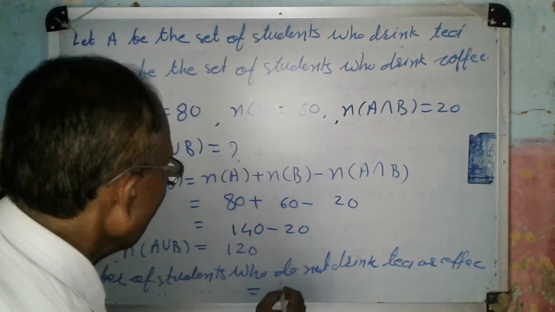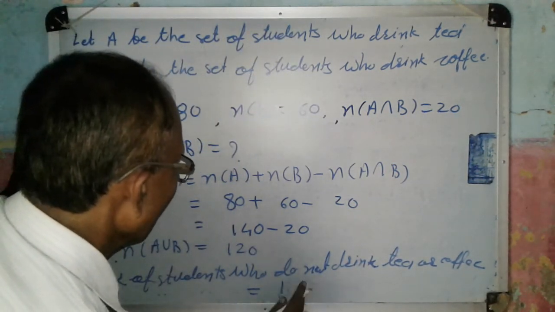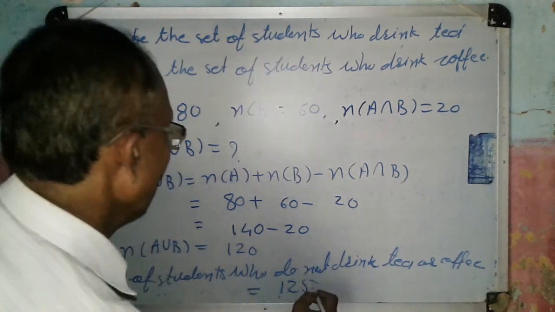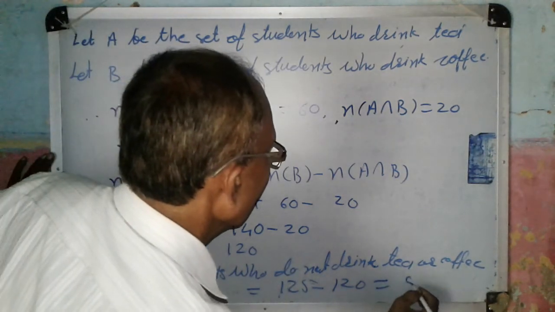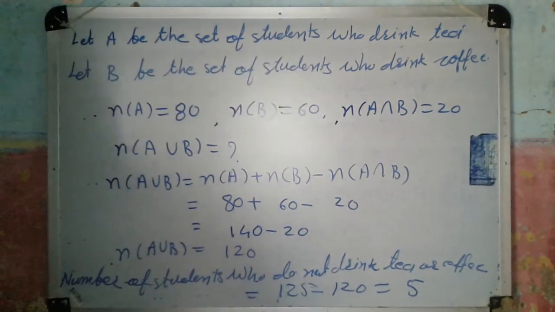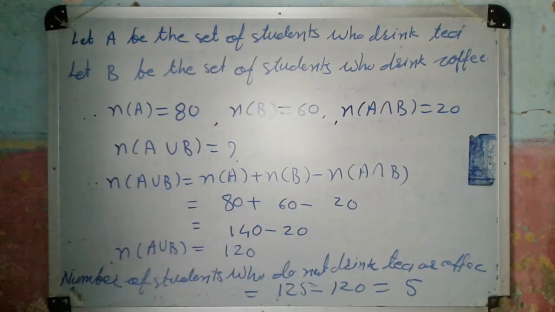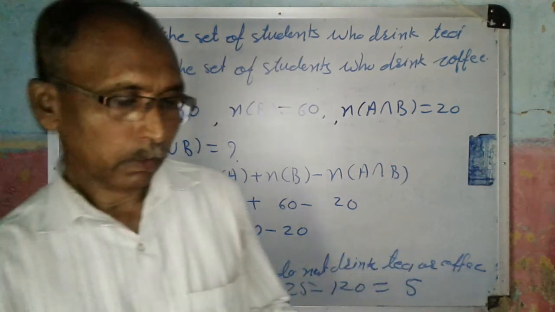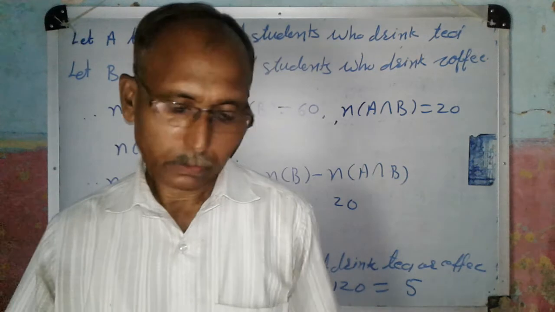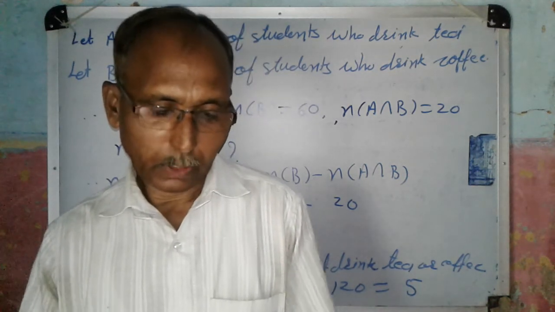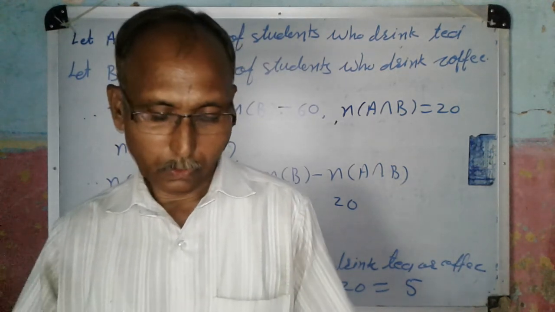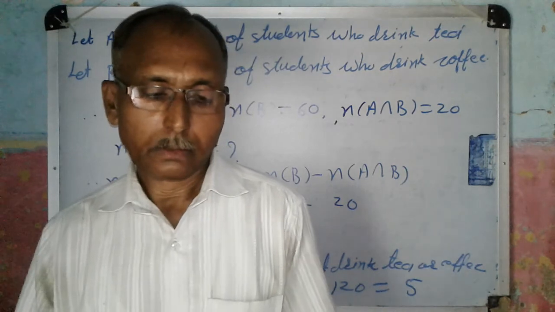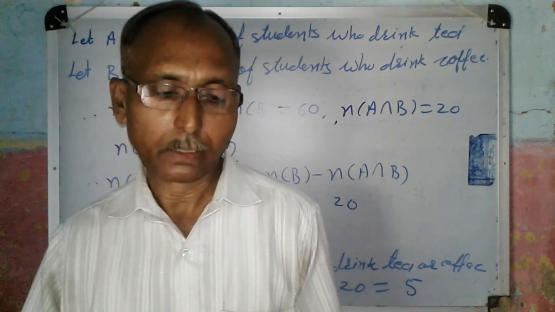is equal to total students 125 minus 120 equal to 5. So our answer is 5. 5 students do not drink tea or coffee. So in this way we can solve examples using the concept of number of elements in the set. So now in our next period we will start our second chapter, the real numbers.